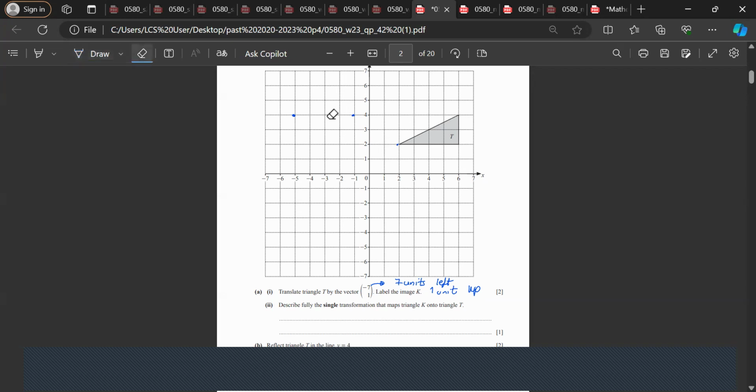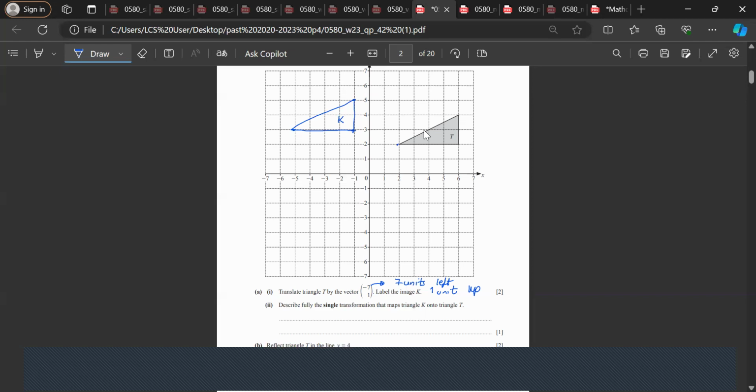Sorry, we did it here. 7 left and 1 up. Then 7 left and 1 up. And this 7 left and 1 up. And draw it like this and label it K. Any problem in this? Okay, can you read the next question? Describe fully the single transformation that maps K onto T. What do you think? From K to T.